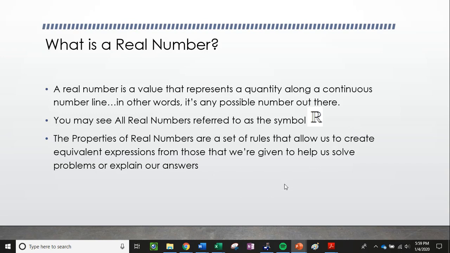But the properties of real numbers are a set of rules that allow us to create equivalent expressions from what we're given, and that'll help us solve problems. If we're given an equation, we have to follow some rules to solve it, and the rules that we're following are the properties of real numbers. When we're trying to prove things, properties will also come into play there.